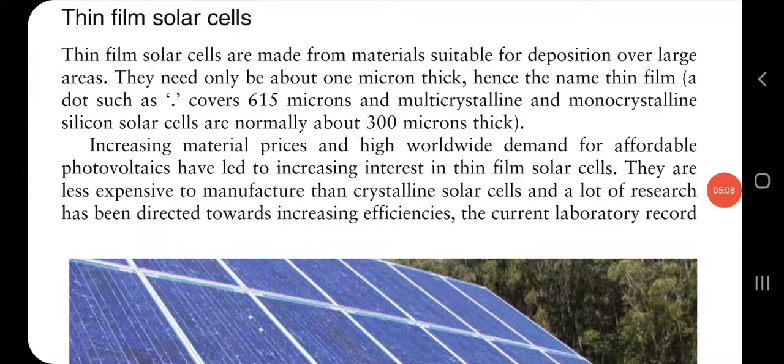Now we will be discussing thin film solar cells. Thin film solar cells are very important and used everywhere. They are suitable for large areas. It is 1 micron thick. Due to the increasing material price and high worldwide demand, efforts are made to use thin film solar cells. A lot of research has been done, and their efficiency is also good.